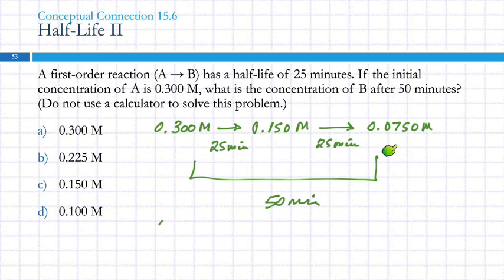So if this is the concentration of A now, how do we know what the concentration of B is? All of the A that was lost became B, right? So the initial concentration minus the current concentration: this is how much we started with. This is how much is left. This is how much A was destroyed. That is equal to how much B was formed.